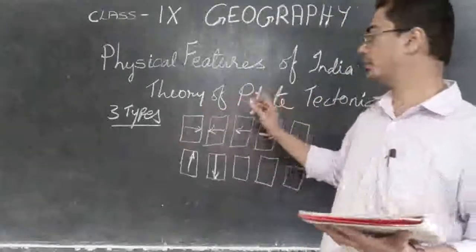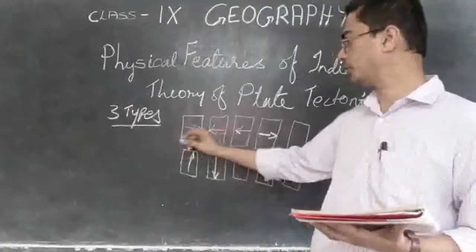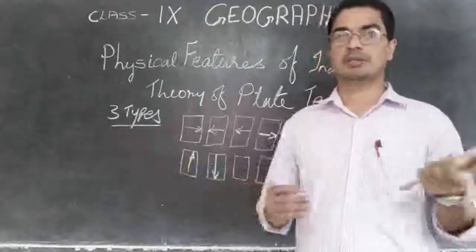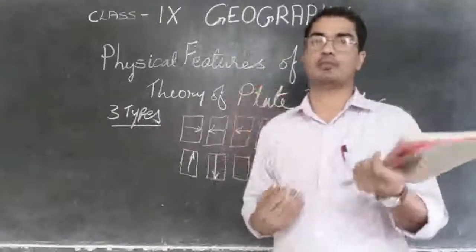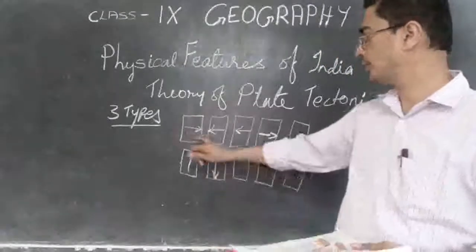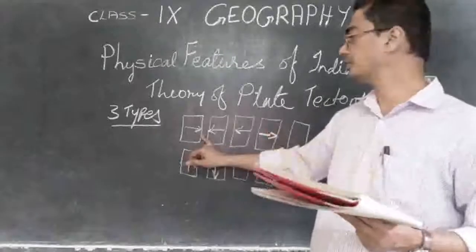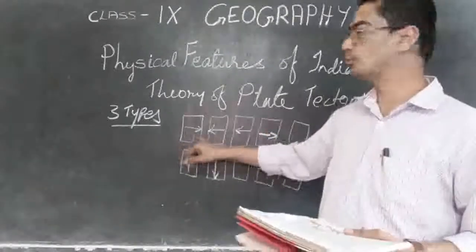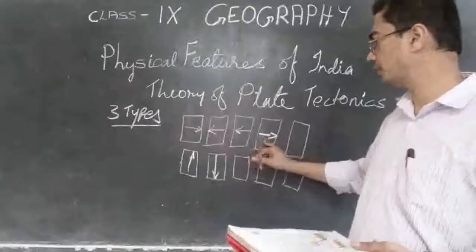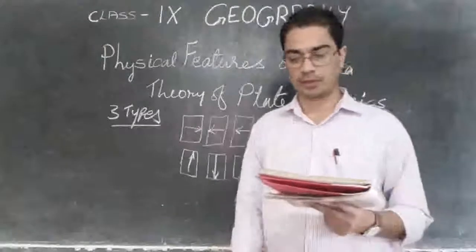According to this theory, there are 3 types of movement. Some move this way, facing each other. Some are moving away from each other. Some are moving forward and backward. And remember these names. What movement is this? Convergent. It is called convergent movement. This one will be divergent movement. This one will be transform boundary.